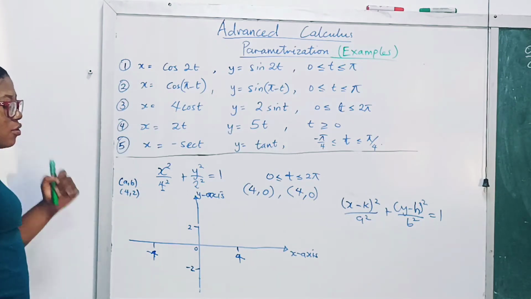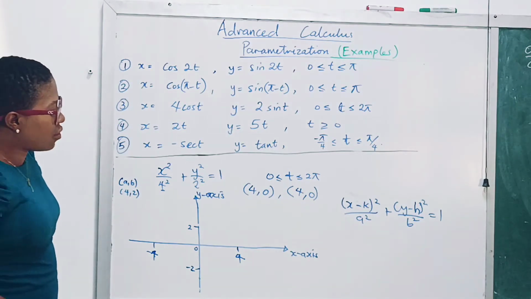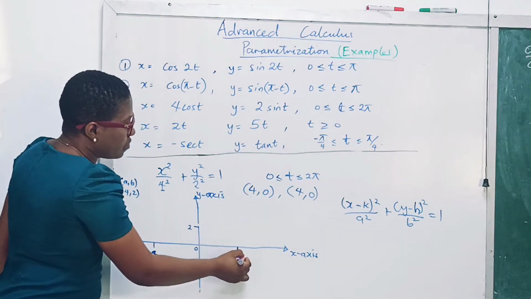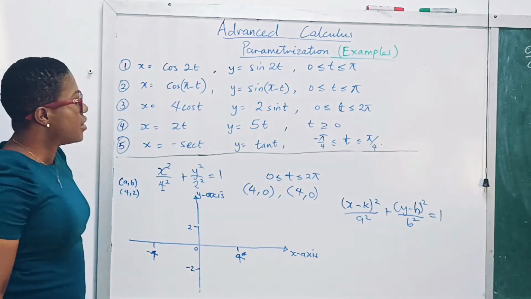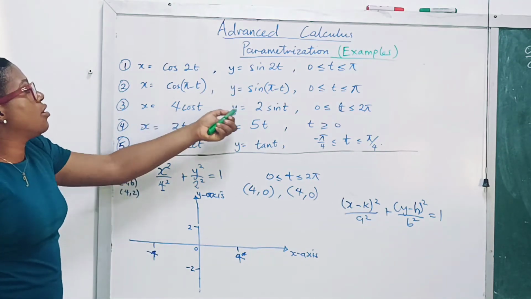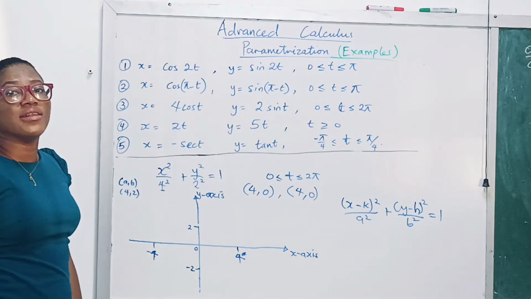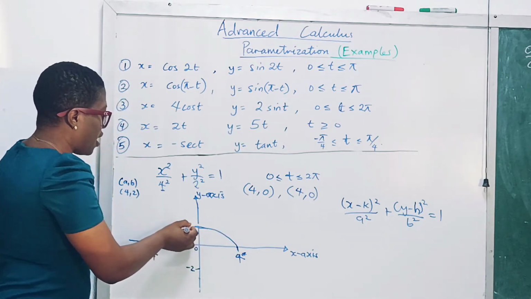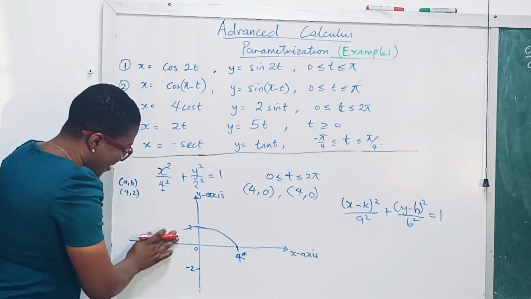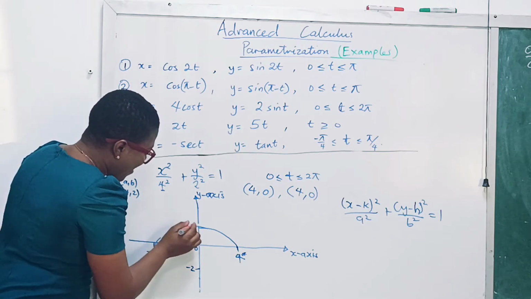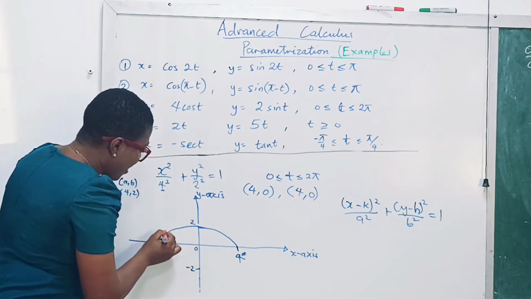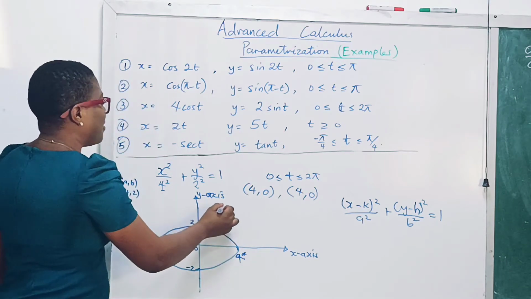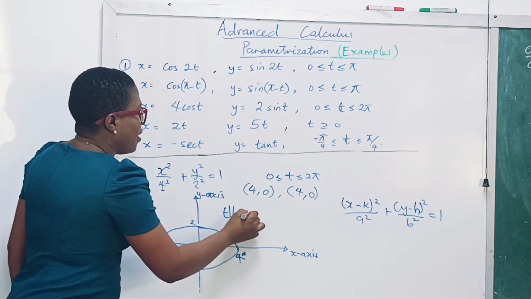Now I'm going to sketch. It looks like a circle, but it's not a circle. It's starting from (4, 0), starting from here, and it's ending here. And we see that it's positively oriented, so it's anti-clockwise. And we're going to go like this. So we are done with this.